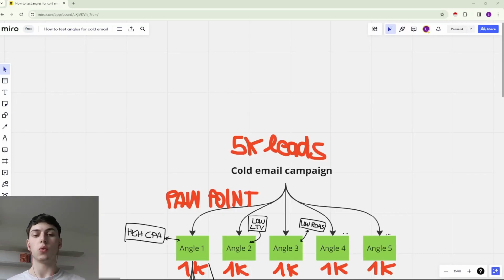Today, I really just wanted to talk about split testing angles in your cold email outbound campaign. Why, in the first place, you should do that, why it's important, and how to do it effectively so that you just don't split test and test a bunch of random things.